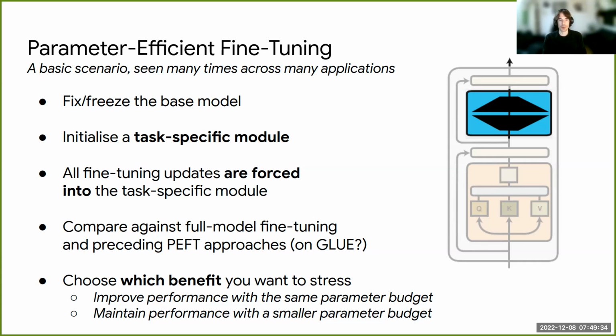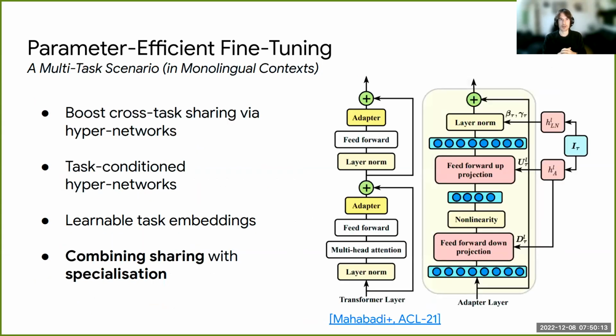And then typically what people do in evaluation is compare against full model fine-tuning and other parameter-efficient approaches, typically on a standard benchmark like GLUE or SuperGLUE. It also depends which benefits you want to reap from those task-specific modules. People have either focused on improving performance using the same limited parameter budget, or another win that you can strike in this basic setup is to maintain performance but use a smaller parameter budget. So you're trying to create modules that are as efficient as possible, or maybe you're trying to boost sample efficiency while maintaining performance. So this is a basic scenario.